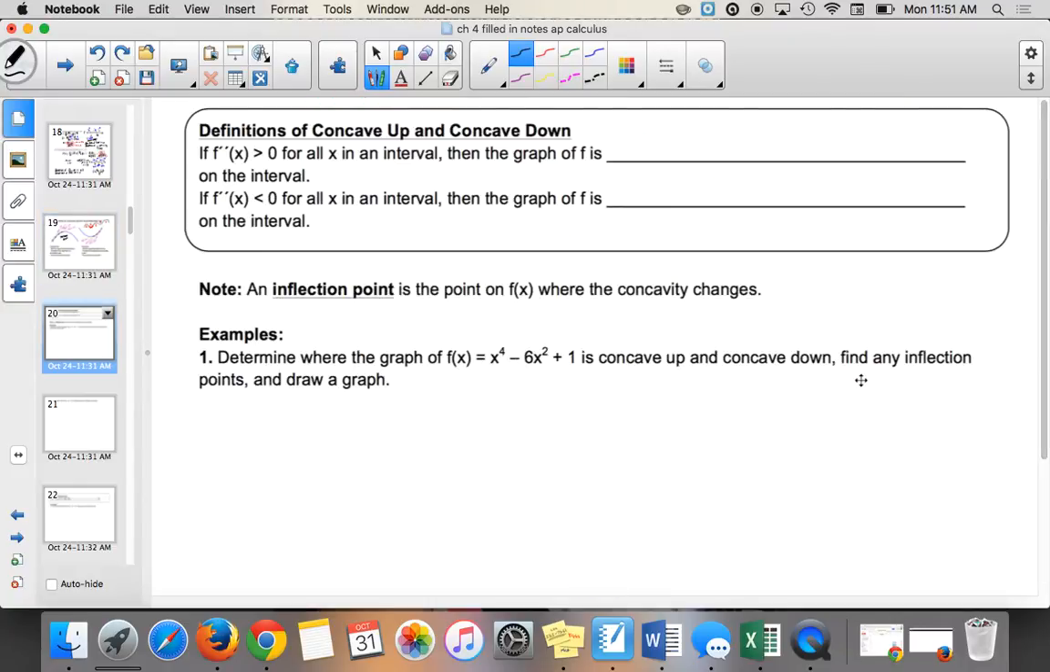All right, so definitions of concave up and concave down. It says if f double prime of x is greater than 0 for all of the x values in an interval, then the graph of f is concave up. So f double prime is positive, concave up. F double prime is negative, means concave down. An inflection point is where the concavity changes.